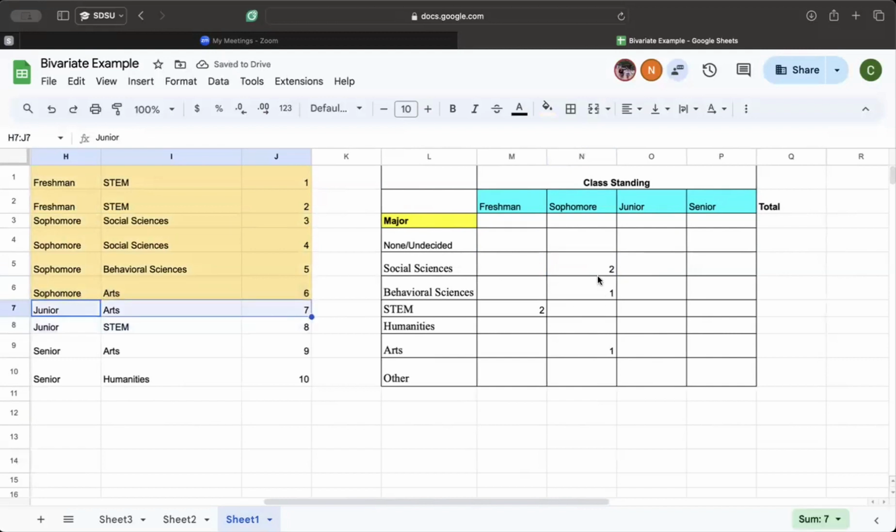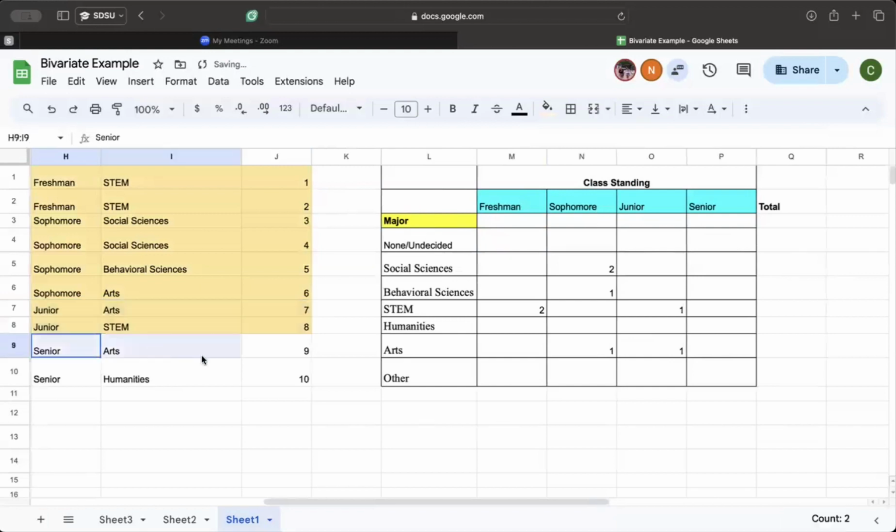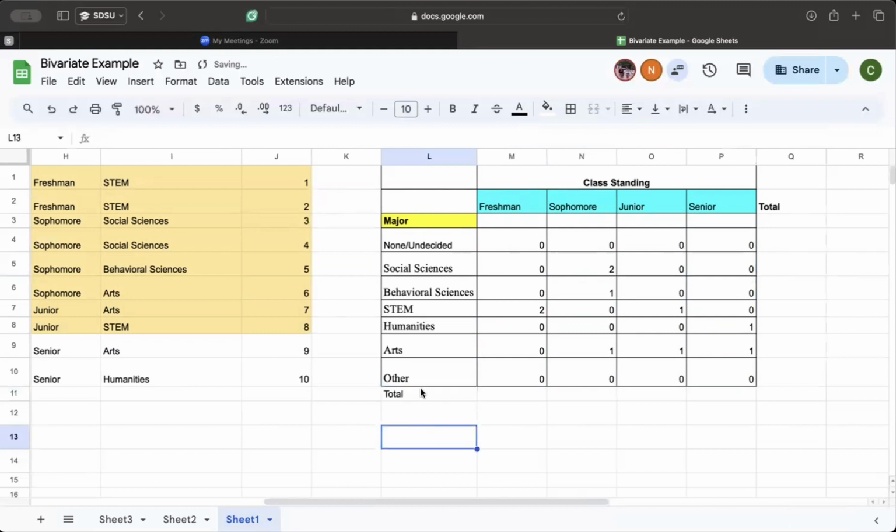Junior, that's arts. All right, that's there. Junior, that's STEM. That's there. All right, senior arts and senior humanities. So humanities and arts. So that means I have 0 here, 0 here, 0. This is just how it's helpful for organizing and kind of being able to visualize your data a little differently, or to see where the zeros are and where all the other values are. All right. Remember that the totals are called marginals, and the cells are where these meet.